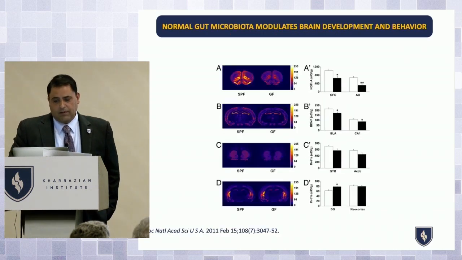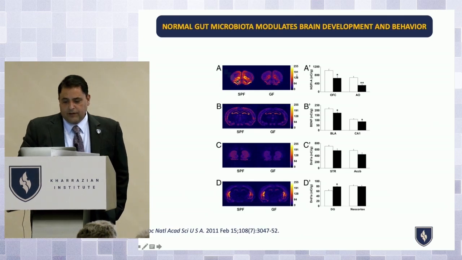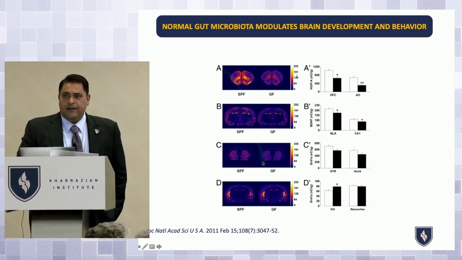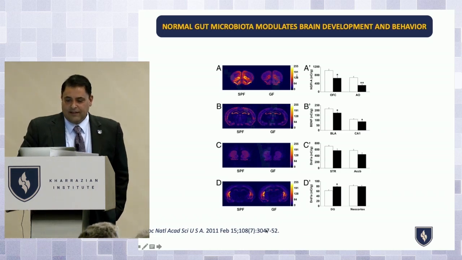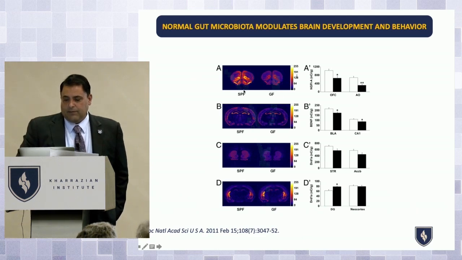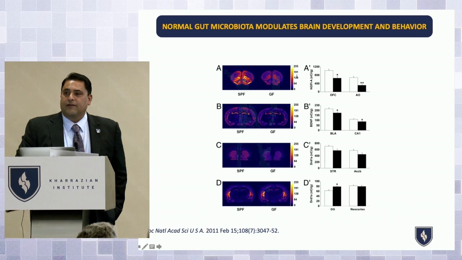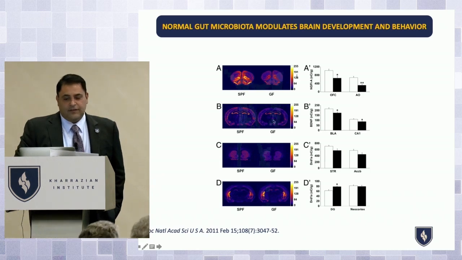This was an interesting paper. They looked at microbiome diversity versus non-diversity. Germ-free means they sterilize the gut. There are no germs. And SPF is basically a normal gut. They looked at motor development, and the colors you see show motor development in the brain of developing mice. When there's less microbiome diversity, there was less motor development throughout the brain.